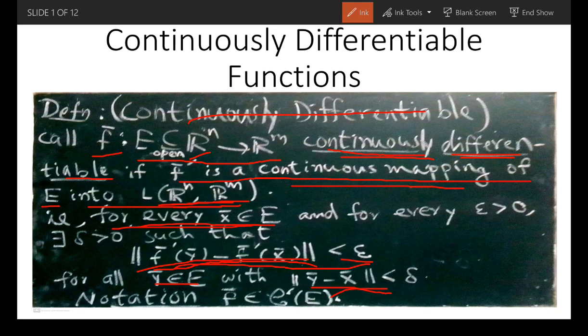So what is meant by this norm? X and y are coming from E. E is in Rn. So this norm is the norm in Rn. So these things are understood. Okay. Shall we move to the next slide?